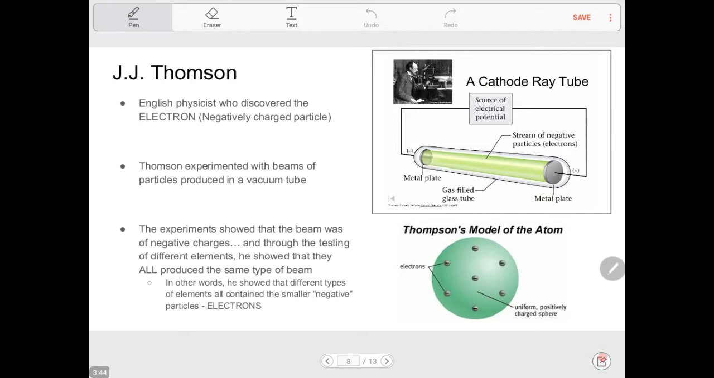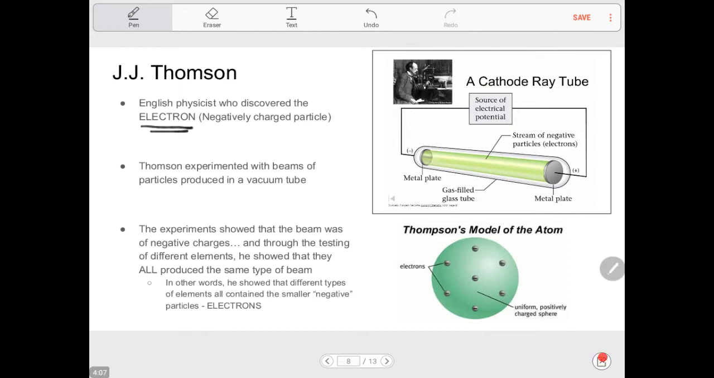Moving along, J.J. Thomson. Specifically here, what J.J. Thomson did, I'll let you look into more the science here, the cathode ray tube experiment. But the point that I want you to know here is J.J. Thomson, what is he famous for? He is a scientist who discovered the electron. That is a negatively charged particle. Now that's part of the atom.